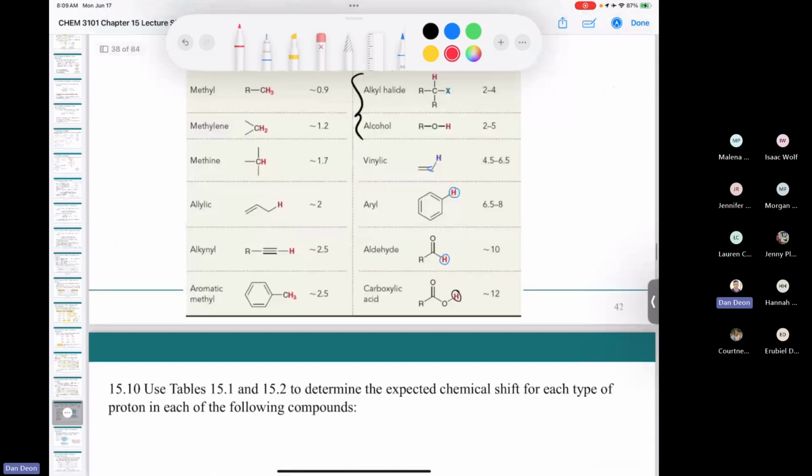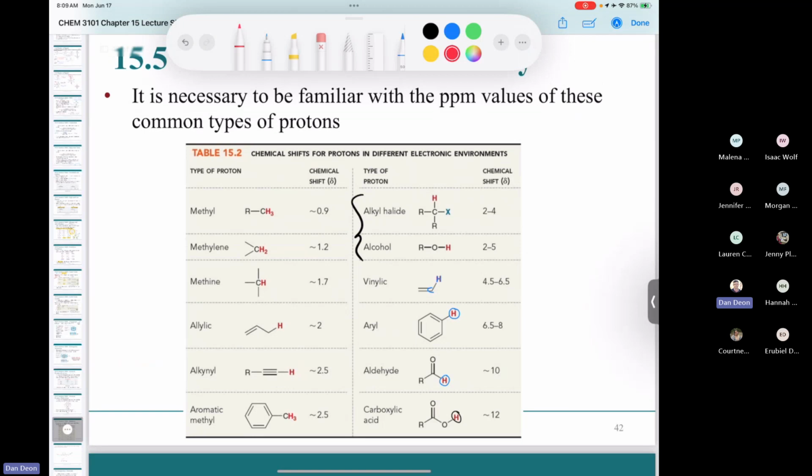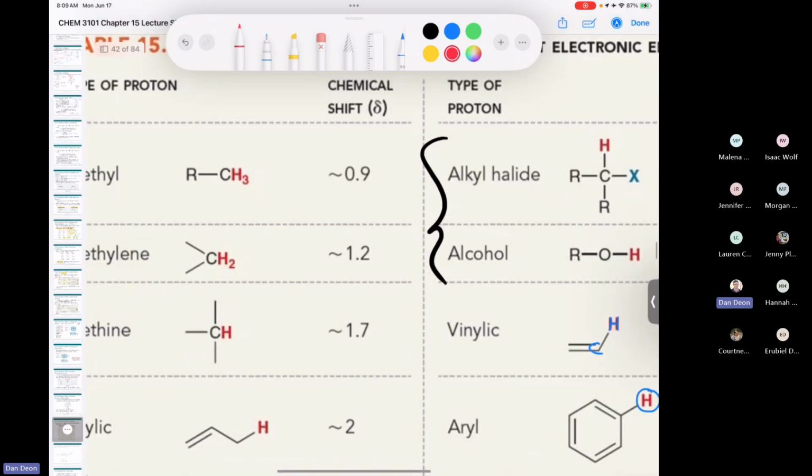And I guess kind of where we left was right here with table 15.2. And so we've already looked at a methyl, a methylene, and a methyne again this morning, 0.9, 1.2, and 1.7. And notice that there's this little squiggle here. This means approximately. So you have to kind of take these numbers with a grain of salt.